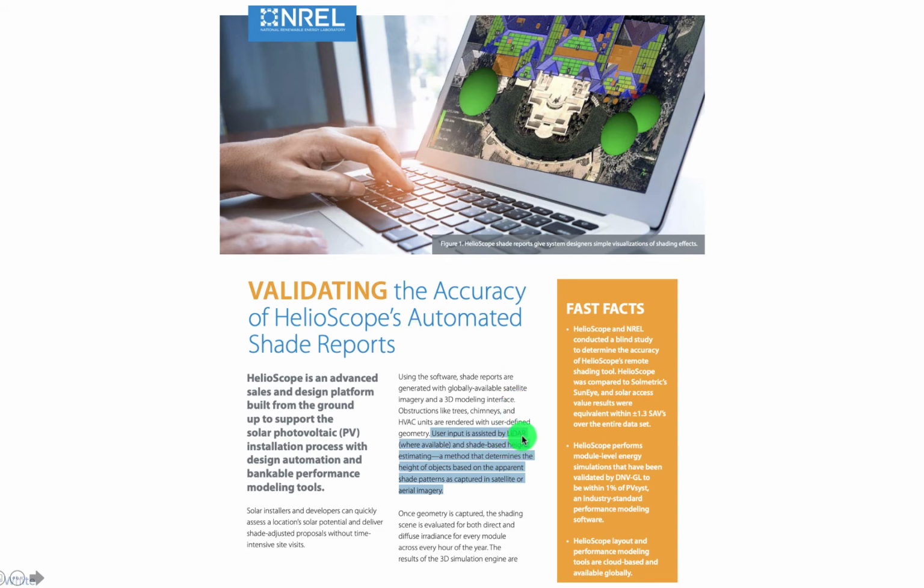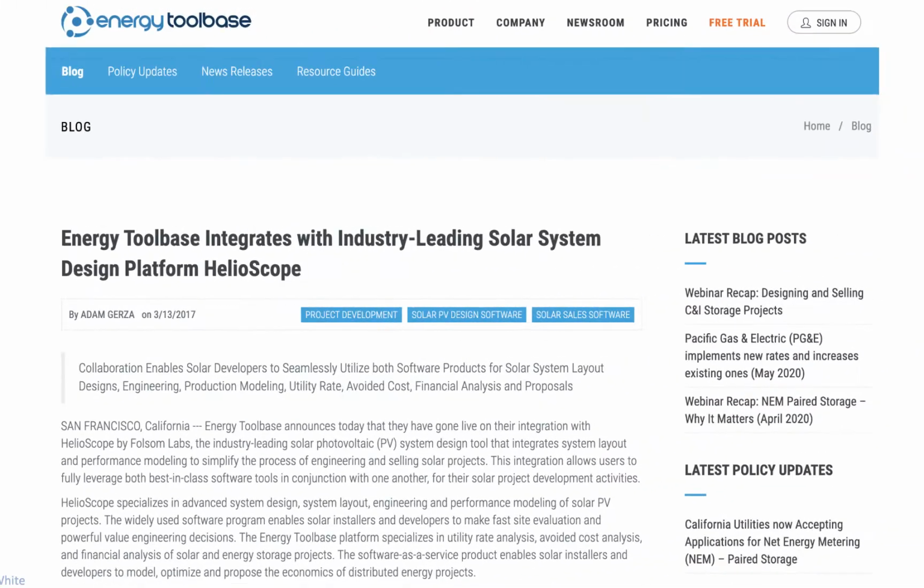A lot of times what people do, though, is they just draw the shading object. So if you're on a commercial rooftop, they might be drawing an air conditioner up there, which is pretty much a cube. This is a report from National Renewable Energy Labs, that's a United States government lab, validating Helioscope. Helioscope will also work with Energy Toolbase.